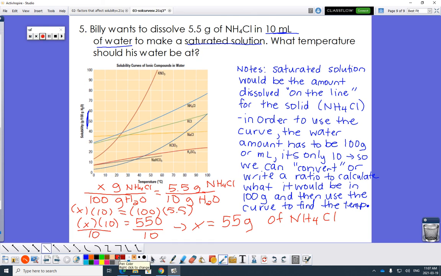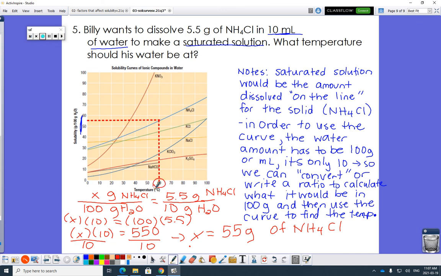So we have 55. Sometimes it'll be nice, sometimes it won't be. This one does happen to be nice. So go over to NH4Cl and then down. And it happens to be right on 60.